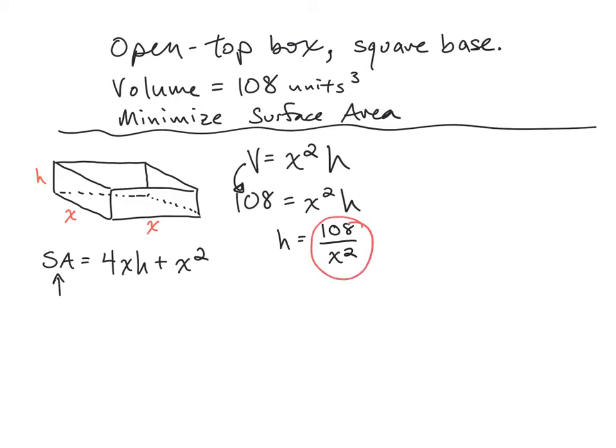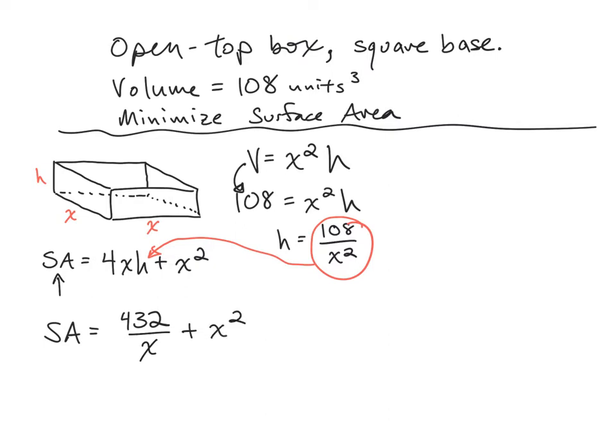Once we have this, we can substitute this value in for h in the equation we're trying to minimize, or maximize. In this case, minimize. So we have the surface area equals 432, which is what you get when you multiply the 4 times the 108. There will be an x squared in the denominator and an x in the numerator, which would cancel out to be x left over in the denominator, plus x squared.